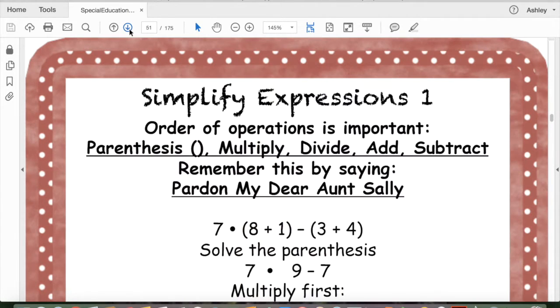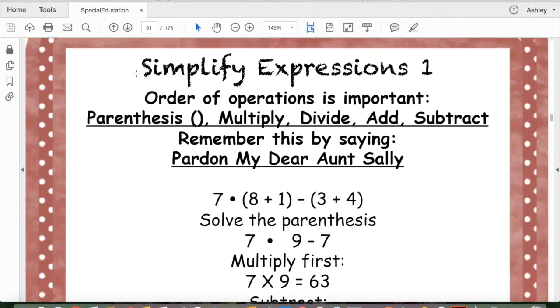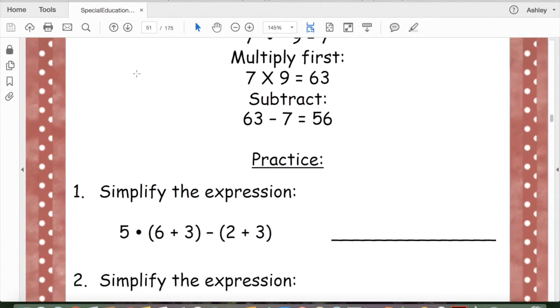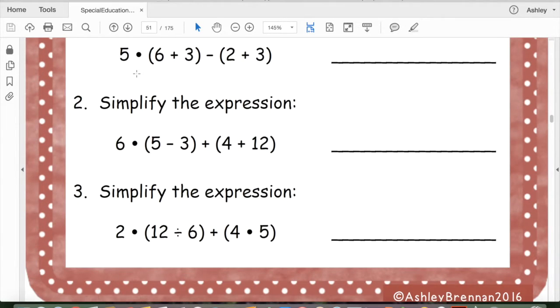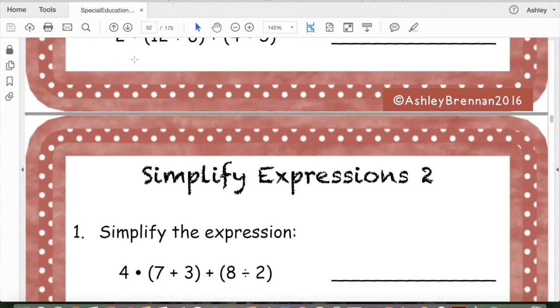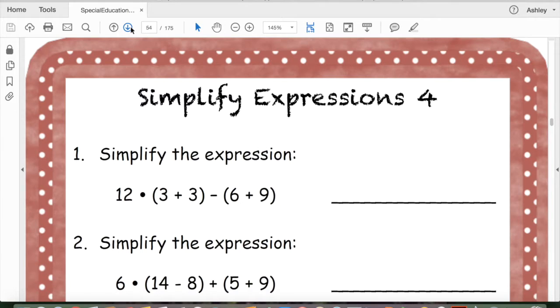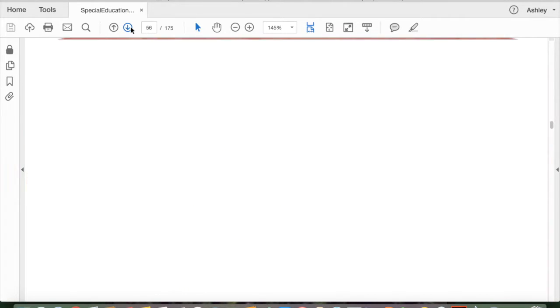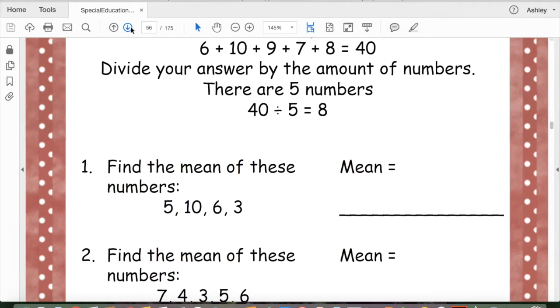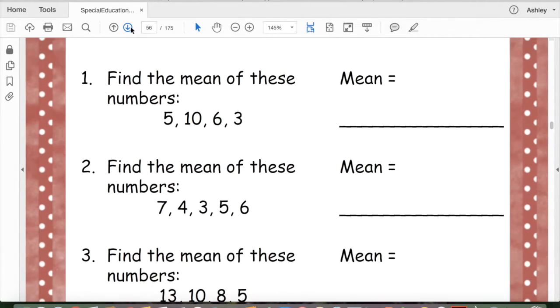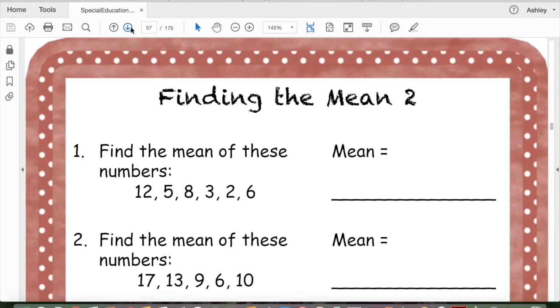So now we have simplifying expressions. Remember this saying, Please Excuse My Dear Aunt Sally. Again, there's a good explanation for each one, and then lots of different expressions to simplify. And 5 pages for that. We're going to go to finding the mean. It tells you what the mean is, gives a good example, and then lots of practice.